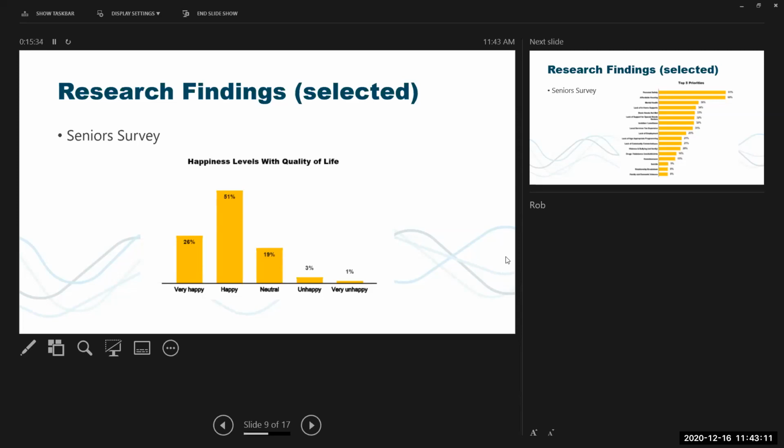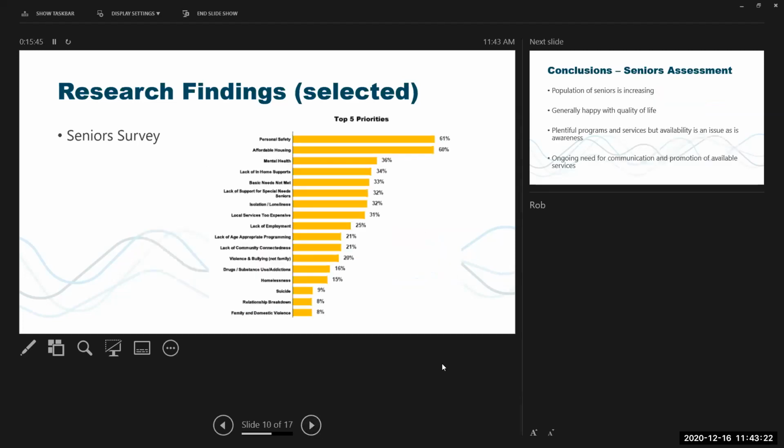The next one, we asked about top 10 priorities. So the next slide, Christopher. We'd given people a whole laundry list of potential issues and asked if they're experiencing them and if they exist in their lives. And then we asked about priorities. So what do they think the top 5 priorities are? And the font's a little bit small here, but personal safety and affordable housing, by far, you can see really jumped up to the top.